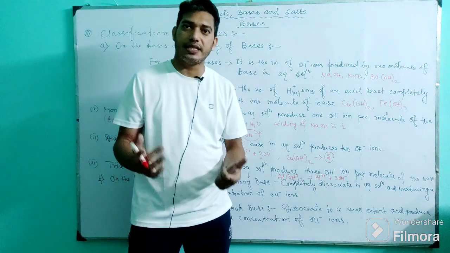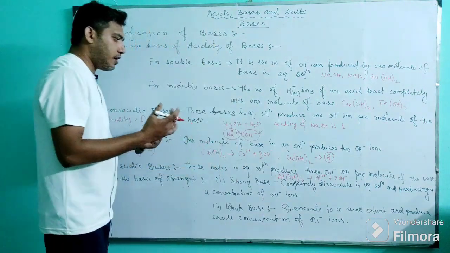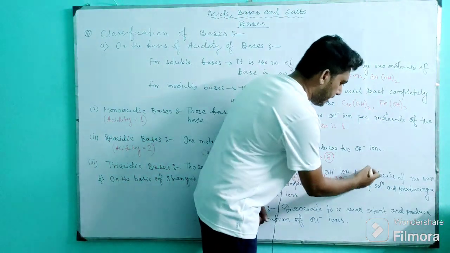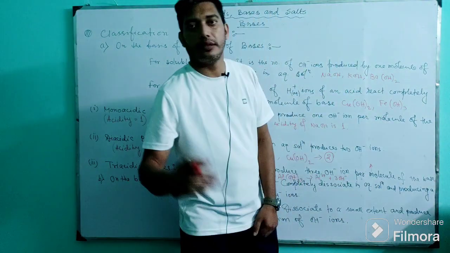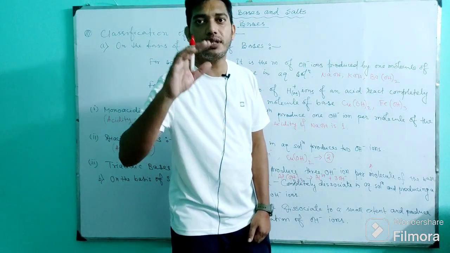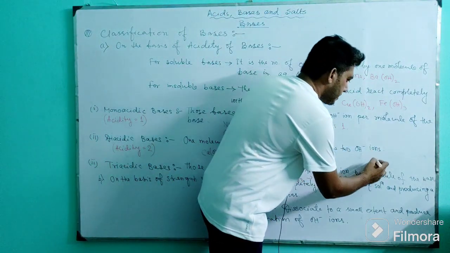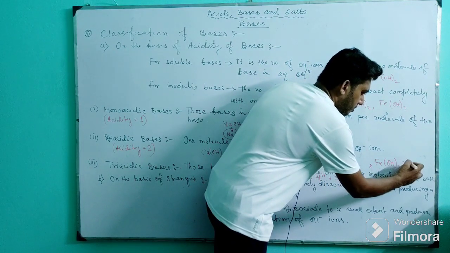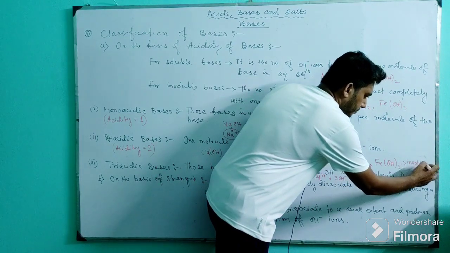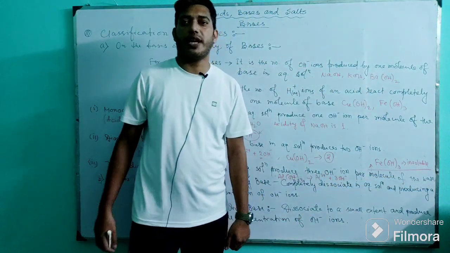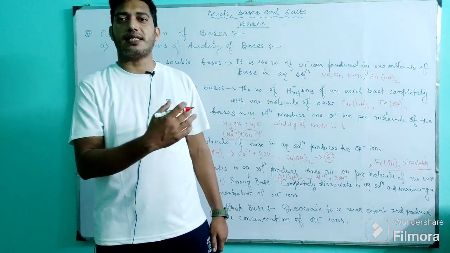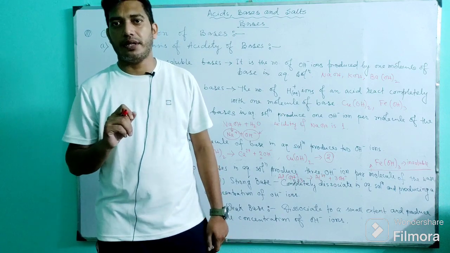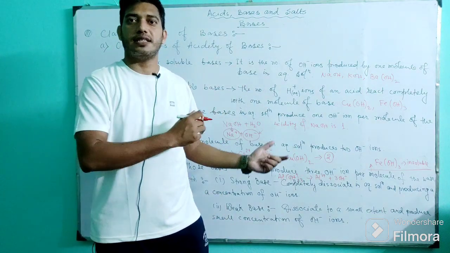Similarly, for triacidic base, there is also an insoluble base. We can write the example of an insoluble triacidic base, which is ferric hydroxide. Ferric hydroxide is completely insoluble. In this case, when ferric hydroxide reacts with acid, it will accept 3H plus ions. So that's why its acidity is 3.